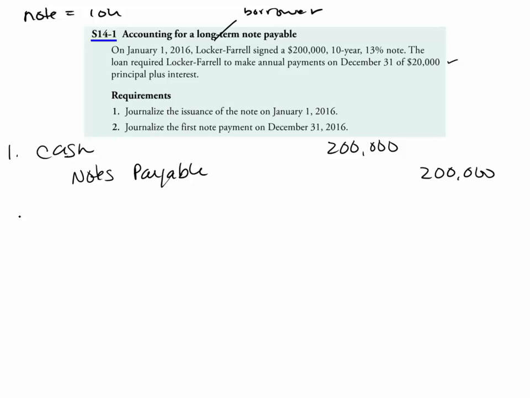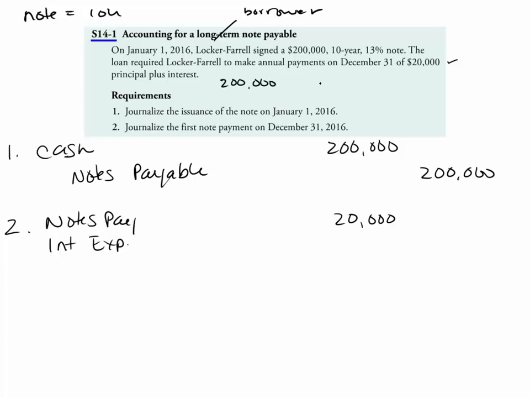Now, every time I make a payment, I'm going to debit notes payable for the principal, and then I'm also going to debit interest expense. So I'll debit notes payable, and they agreed to pay $20,000 in principal. So I'll debit the amount I owe them to bring that down by $20,000. Then I'll also have to debit interest expense.